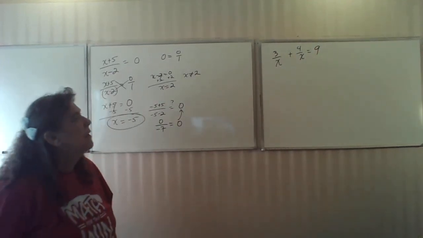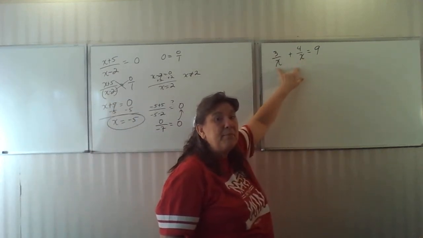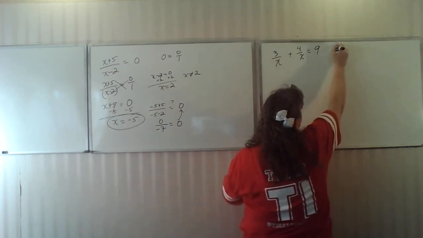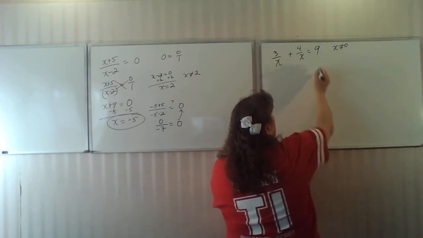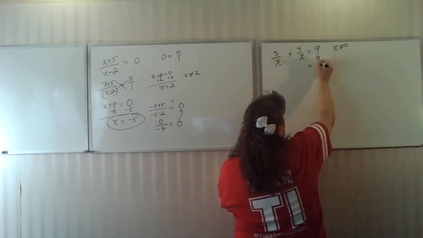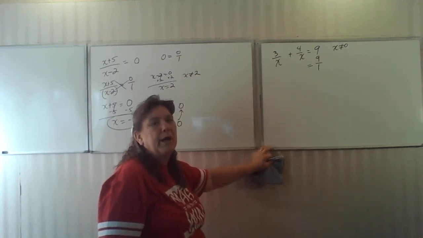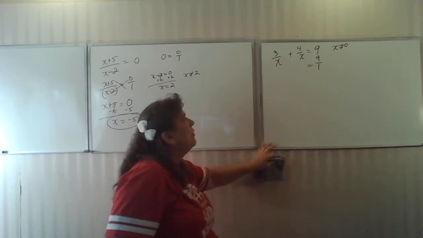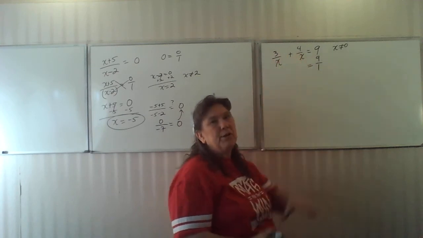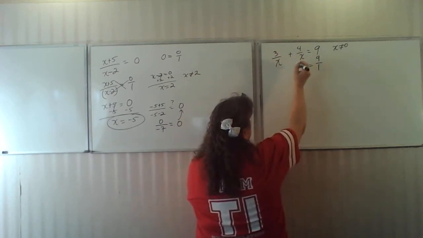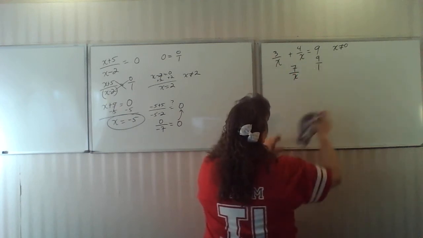Okay? So again, notice I have x in my denominator. They're both the same though. So I only have one restricted value, and x cannot equal 0. Now, 9 we can change to 9 over 1. Anytime you have a number that's a whole number, just put it over 1, and it will become a fraction. Notice my denominator's all the same. So all I have to do is add my numerators, which is going to give me 3 plus 4, which is 7 over x, is equal to 9 over 1.